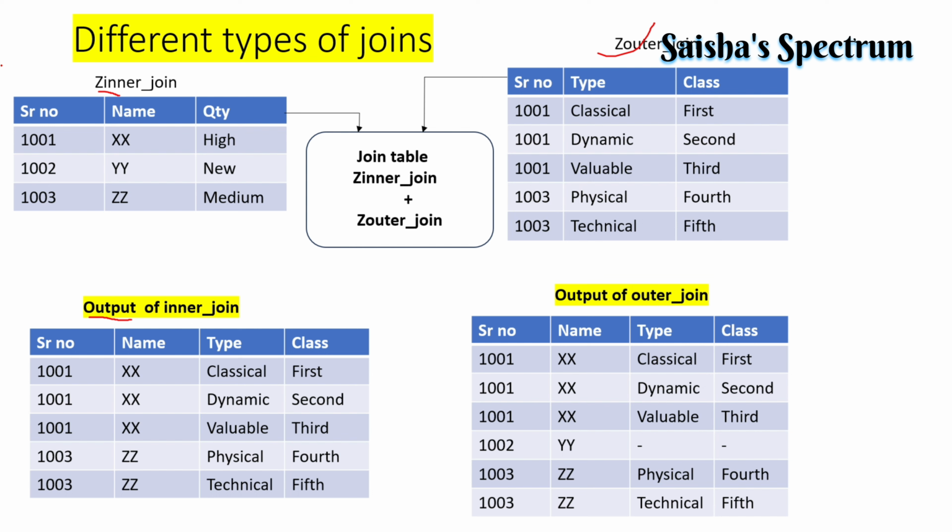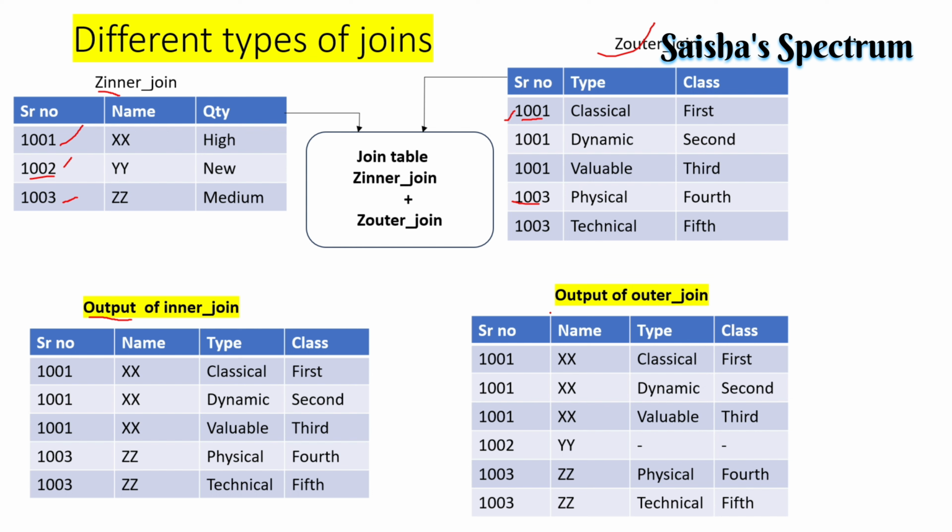So from the first table, we have serial numbers like 1001, 1002 and 1003. The similar data in the second table will get selected into the inner join output. So we have the 1001 record in table 2 and the 1003 record as well. So the 1002 record will not get selected for the output of inner join.